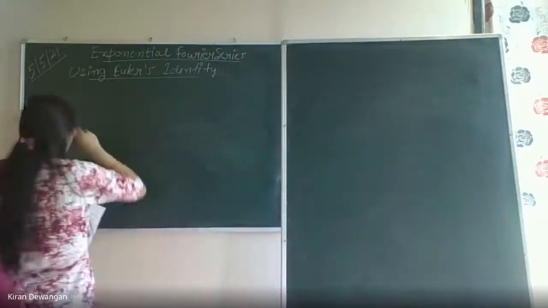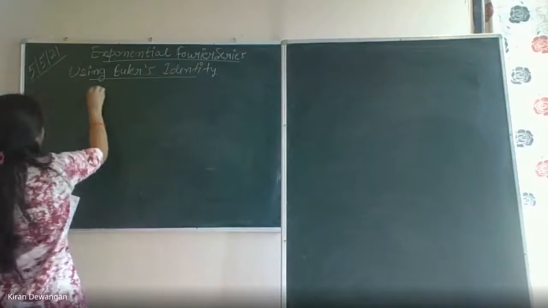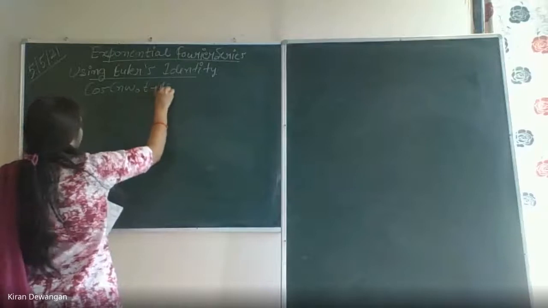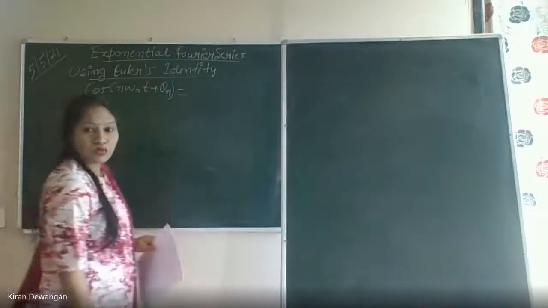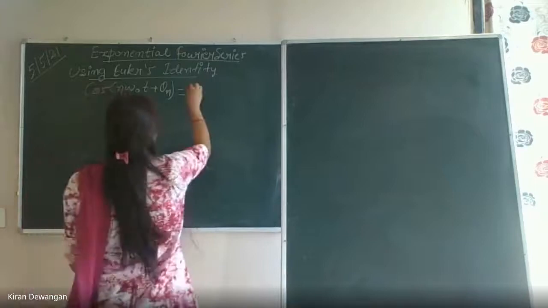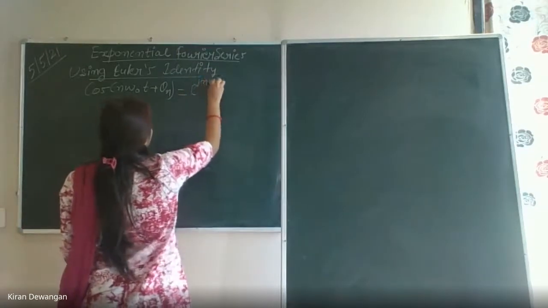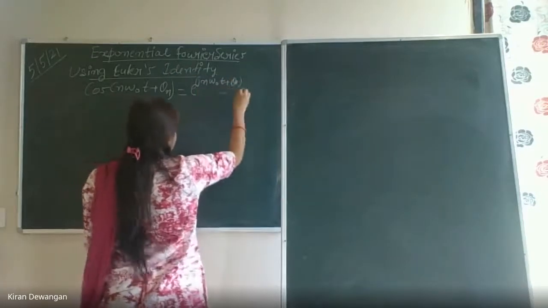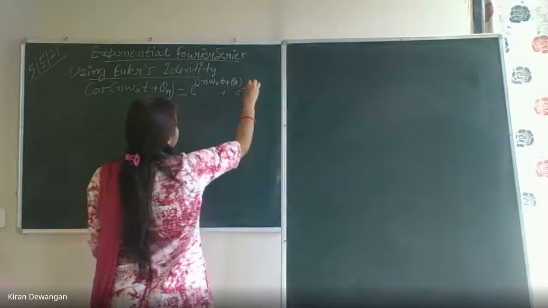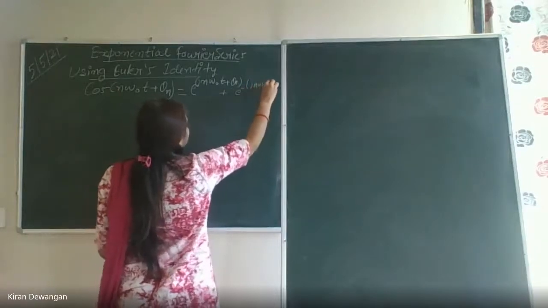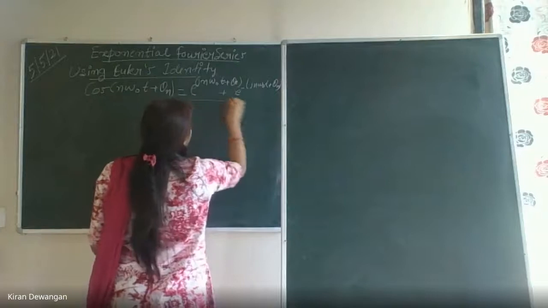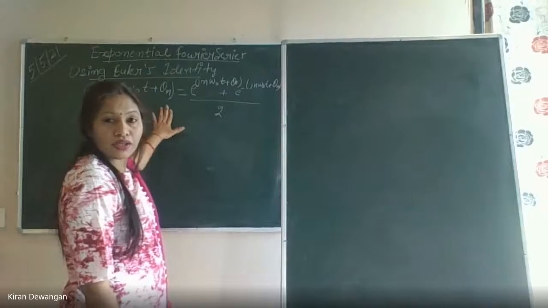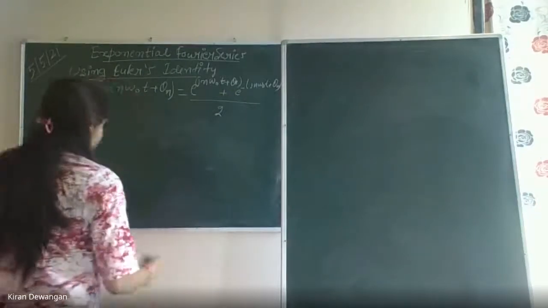It is nothing but, according to the Euler's identity, we can write cos of n omega naught t plus theta n as this one can be written as e to the power j(n omega naught t plus theta n) plus e to the power minus j(n omega naught t plus theta n) by 2. This is nothing but our Euler's identity. Now we will have to make use of this particular identity in our expression.